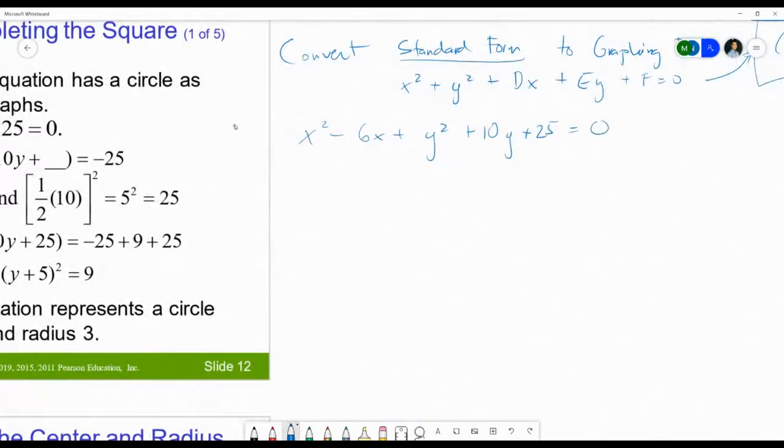All right, so they give us here an equation in standard form. So what we're going to do, step 1, we're going to group x and y together and bring the constant to the other side.